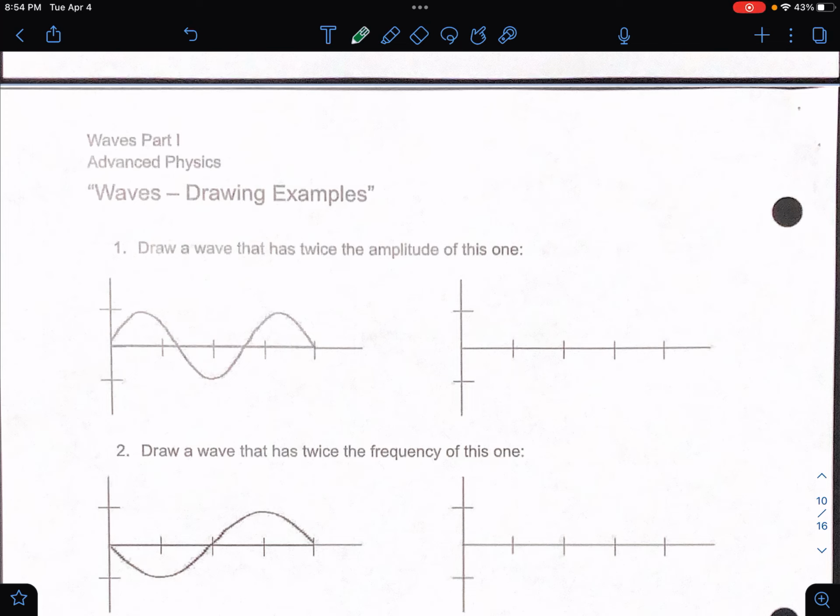All right, so this one will be a short video. Should just be pages 11 and 12. We're just going to practice manipulating some waves by changing some things. Okay, so number one, it says draw a wave that has twice the amplitude of this one.